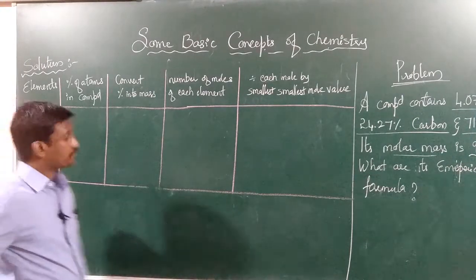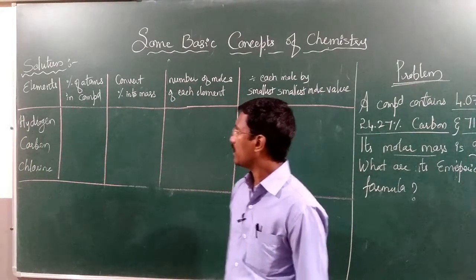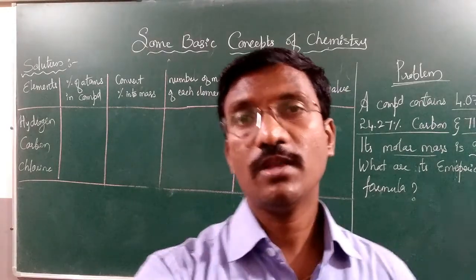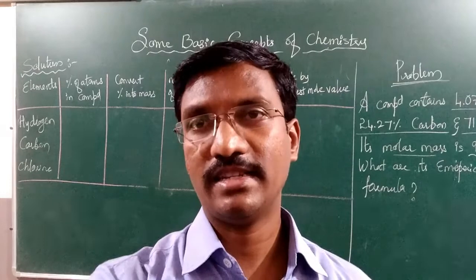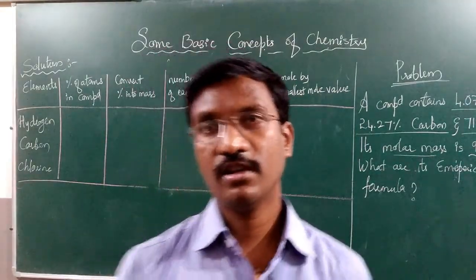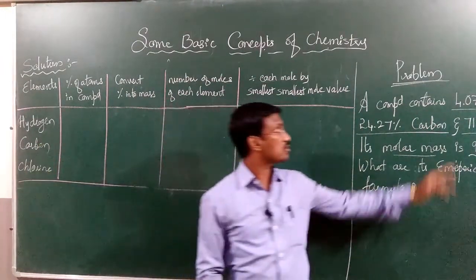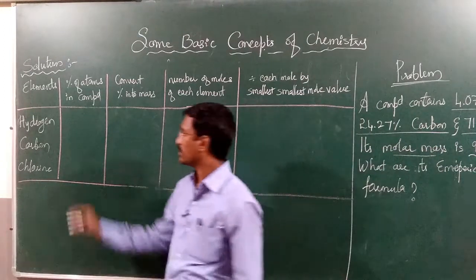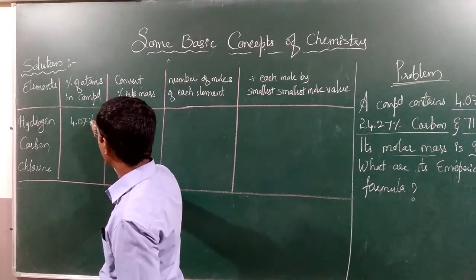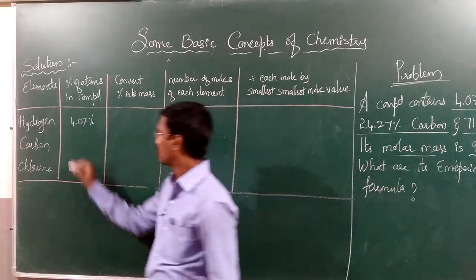Next, the percentage of atoms in the compound. They have given some percentages. How many percent of carbon is there? How many percent of hydrogen and chlorine is there? Just look here. The hydrogen percentage is 4.07. Therefore 4.07 is the percentage. Carbon has 24.27.